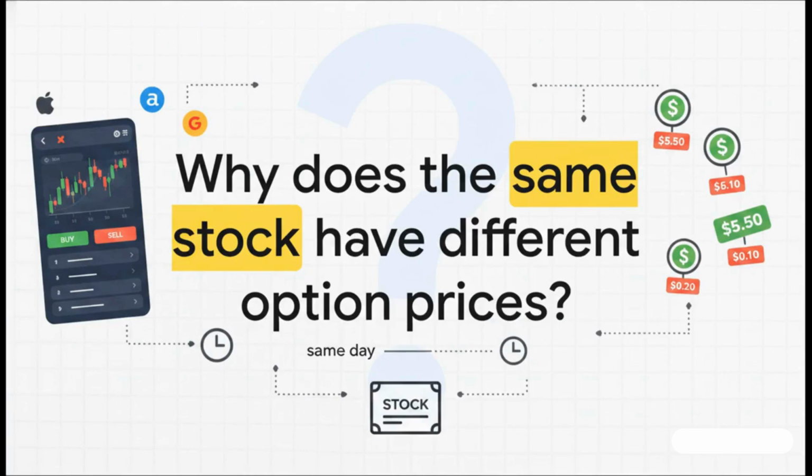Okay, I want you to picture this. You open up your trading screen right now. You type in your absolute favorite stock. Let's just say it's a giant tech company. You look at the options available for that exact same stock on the exact same day, and you see dozens of completely different option prices. I mean, some are super expensive and others are unbelievably cheap. It's the exact same underlying company, the exact same market conditions, so why in the world does the exact same stock have so many different option prices? It's a total mystery, and let me tell you, it trips up almost every single beginner.